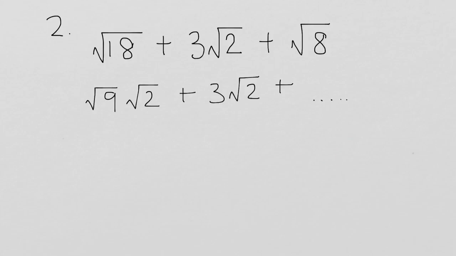You should then have numbers that you can simplify, so anything times root 2, you can just add the numbers in front together. Okay? So for example, if you had 6 root 2 plus 2 root 2, you could add them together to give you 8 root 2.